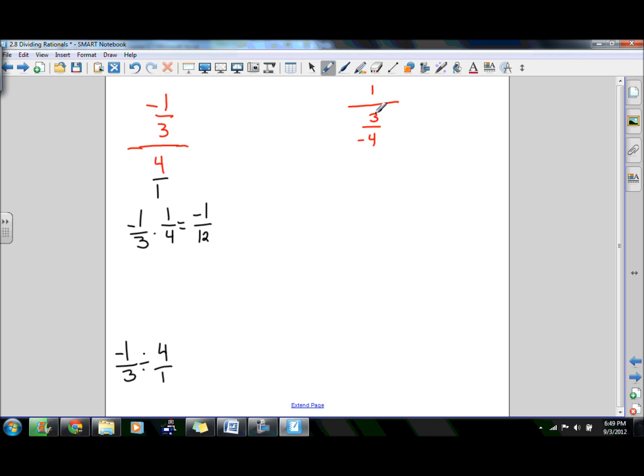Now on this one, the 1 is the number by itself. So I'm going to move this down. So that means I have to put the 1 with a 1 on top. So now I flip the second fraction. I get 1 over 1 times negative 4 over 3. Okay, second fraction was flipped. I get negative 4 over 3 as my answer. And I am done.